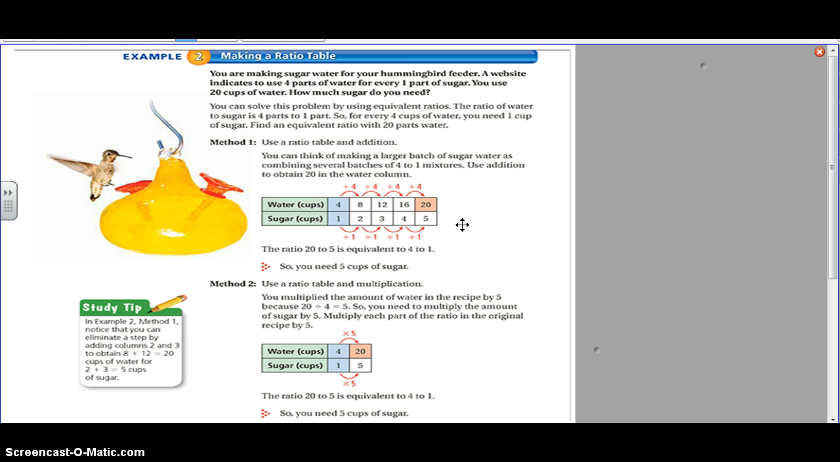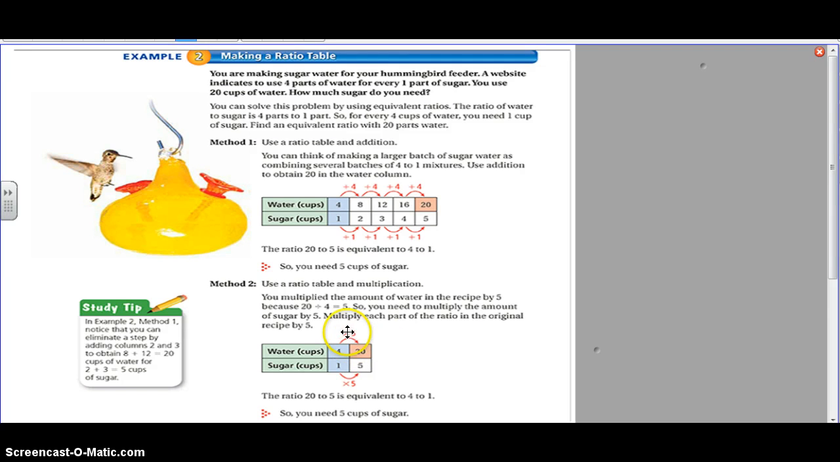In method 2, you can use a ratio table and multiplication. You multiply the amount of water in the recipe by 5 because 20 divided by 4, and remember, you already know the 20, 20 divided by 4 is 5. So you need to multiply the amount of sugar by 5. Multiply each part of the ratio in the original recipe by 5.